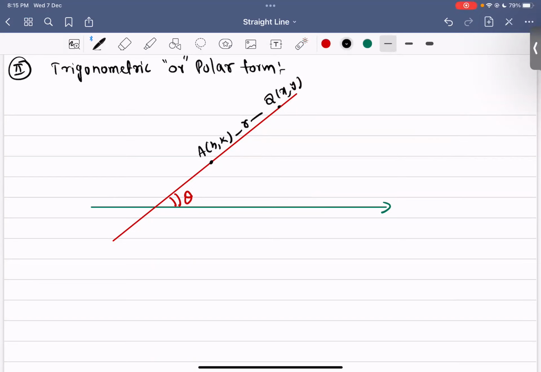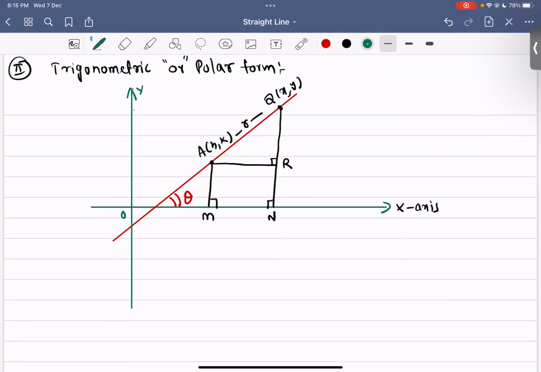Now what you do is, from A(h, k), you drop the perpendicular on the x-axis. This is the x-axis, and this is the perpendicular. Now from Q(x, y) also you drop the perpendicular on the x-axis. This is N. Again from A(h, k), you drop a perpendicular on QN. This is R. Now suppose this one is the y-axis, then this one is the origin. Now tell me, what is the OM distance?